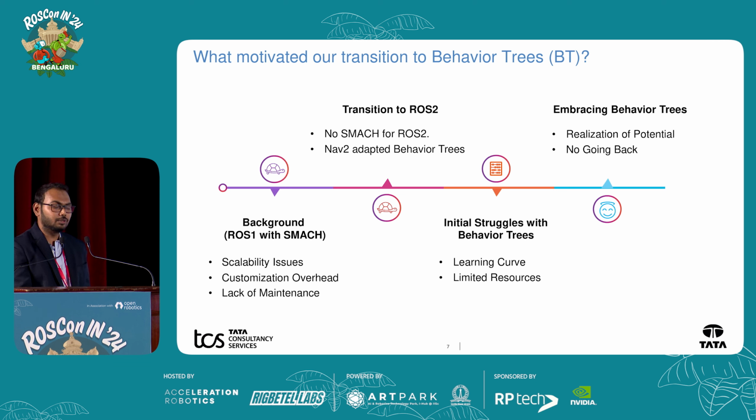So when we transitioned to ROS2, there was no SMACH, and Navigation 2 had already adopted behavior tree. So we just gave behavior tree a try. And there were initial struggles with behavior tree. There's a learning curve because it's a different framework than state machine. And at that time, 2 years back, limited resources were available. But once we implemented it, we realized its potential, and definitely there is no going back now.